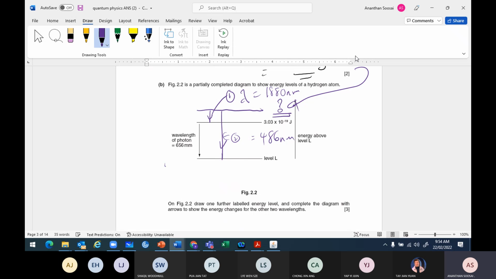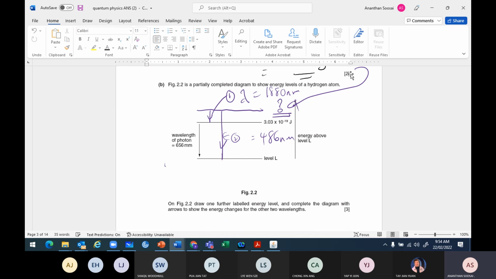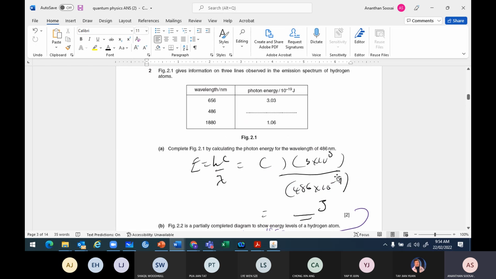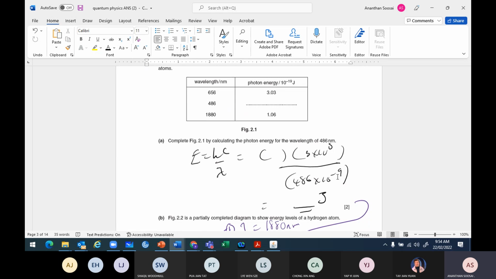So this energy difference is 3.03 times 10 to the power, and this 3.03 is exactly this value. It means the ground state is taken to be 0 in this case. So we exactly take this value as the energy. Okay, any questions? Any part you don't understand?